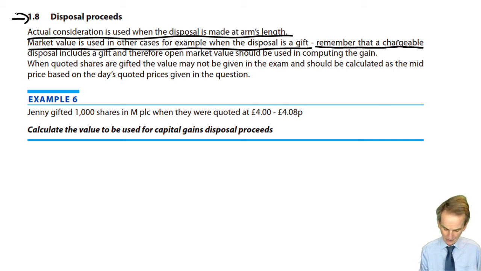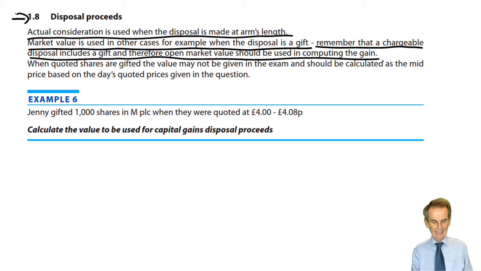Remember that a chargeable disposal includes a gift, and therefore open market value should be used in computing that gain. And that applies whether the gift is an outright gift or whether it is a sale at undervalue. I sell to my son an asset worth £30,000 for £10,000. Whether I've actually got proceeds of £10,000 or nothing at all, the open market value of that asset is £30,000, and the gain therefore is based on that value.